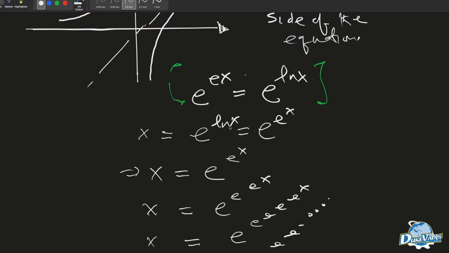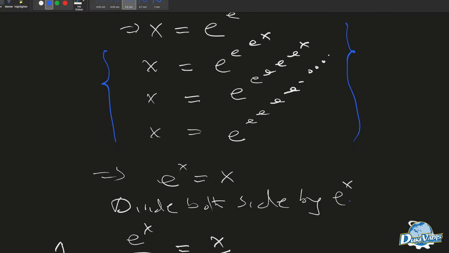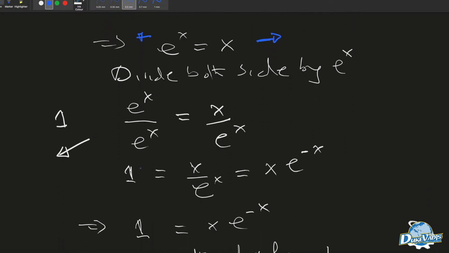Okay, so with that we have our x, because we know that e to natural log of x will give us x. So then we have our e to e exponent x. And if we consider it in this way, we see that as we go higher and higher, eventually e raised to the power x is equal to x over here. Then we divide both sides by e raised to the power x. Okay, then we achieve this equation.